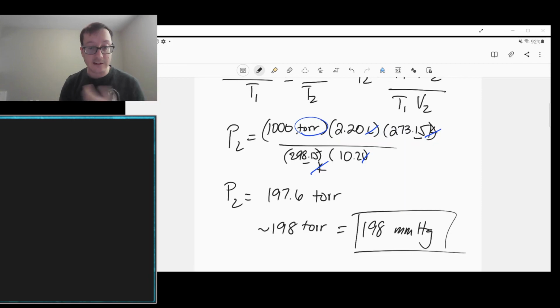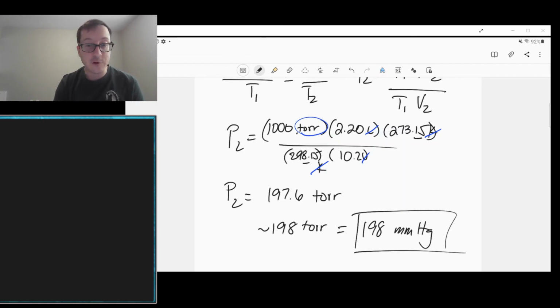So it's always a good idea to just double check: does your answer make sense? You should be able to justify it, right? So for these two reasons, we're expecting a decrease in pressure overall for our same sample of gas. Alrighty, fun stuff.